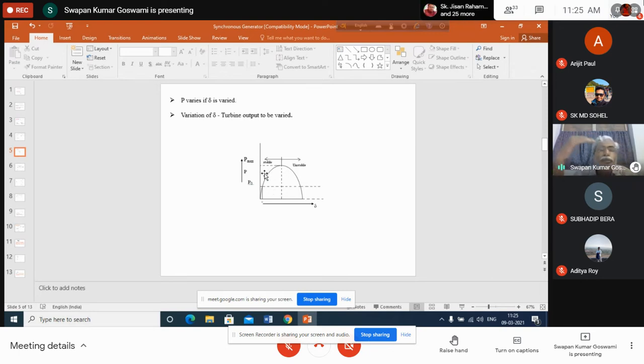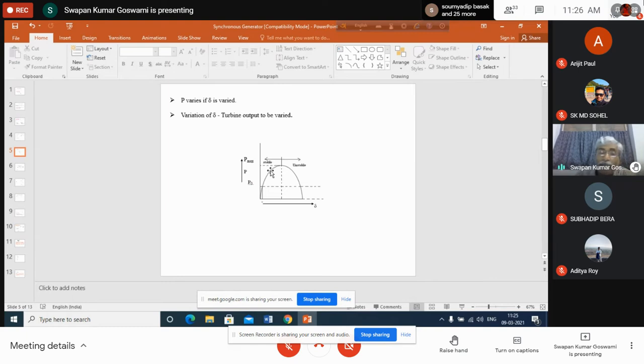So what will be the effect? Since output is now greater than input, the generator will now start decelerating. That means it will decelerate from a speed which is above synchronous. From that speed it will start decreasing its speed. But obviously, it cannot decrease the speed in a single step to synchronous speed. So gradually the speed will decrease, and somewhere here, after crossing the input power line, again the speed of the rotor and the synchronous frequency of the infinite bus will become the same.